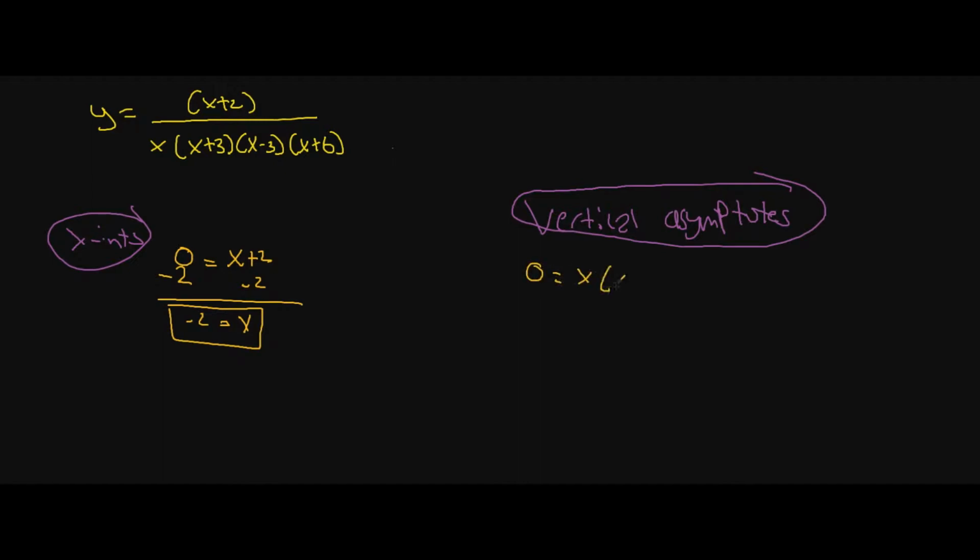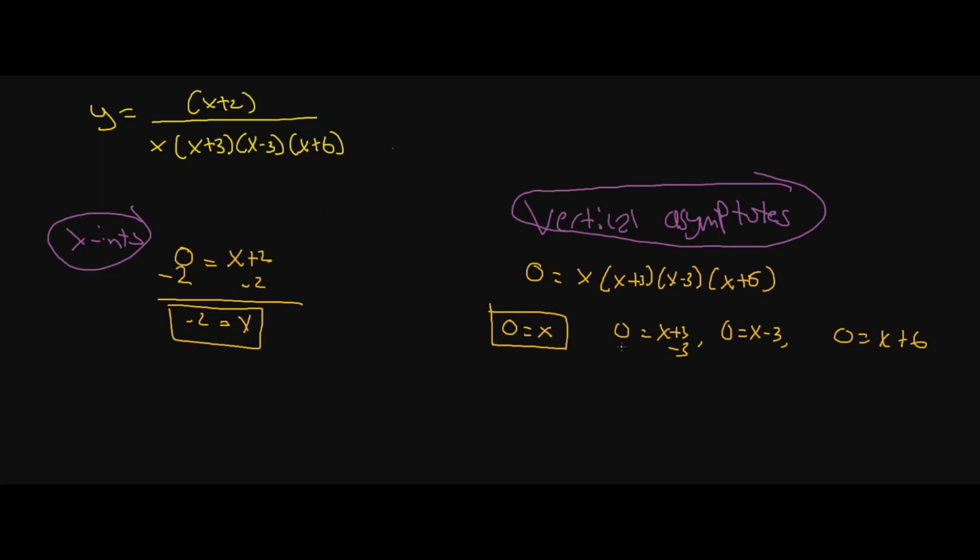We're going to get x, x plus 3, x minus 3, and x plus 6. Okay. Well, now to solve for this, we're going to get 0 is equal to x. We just set this equal to 0, and we don't need to do anything. That's just x equals 0, and we're done. We do 0 equals x plus 3, 0 equals x minus 3, and 0 equals x plus 6.